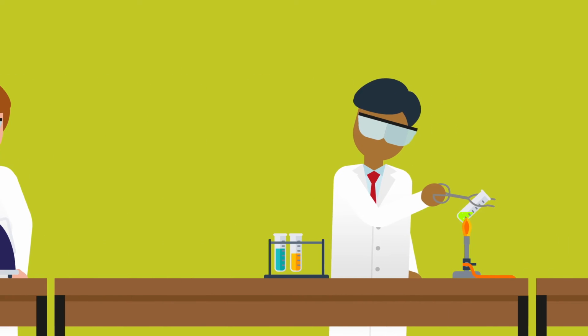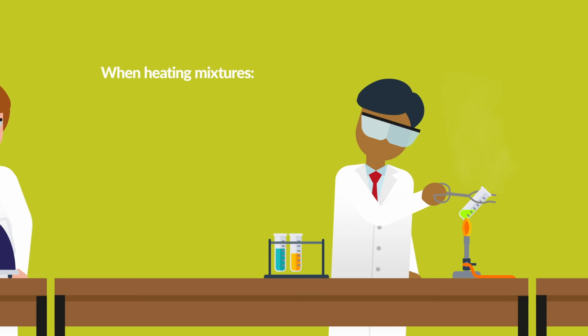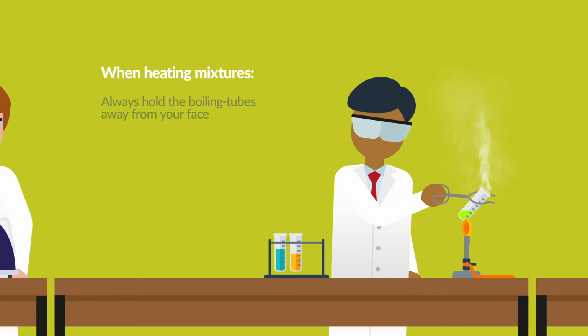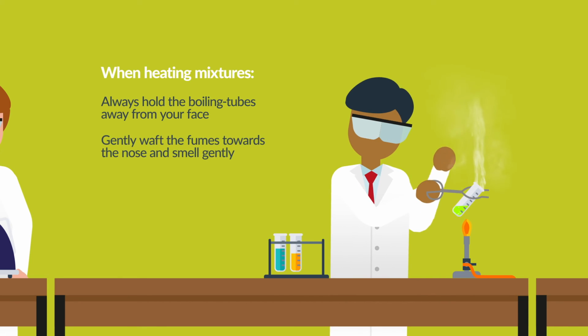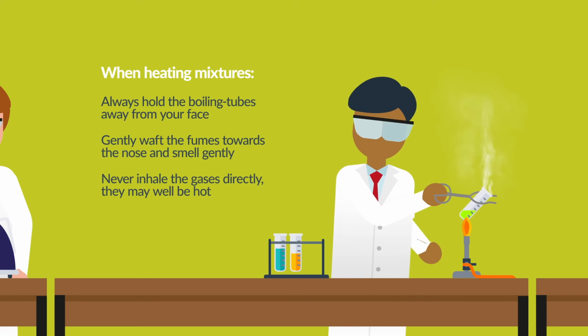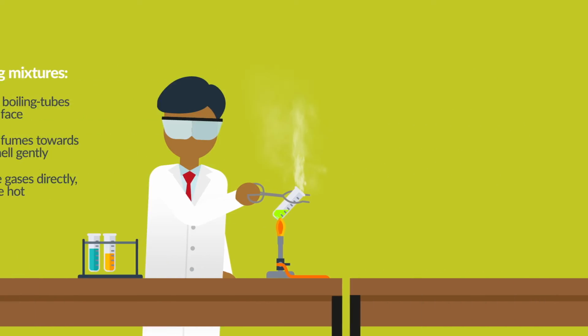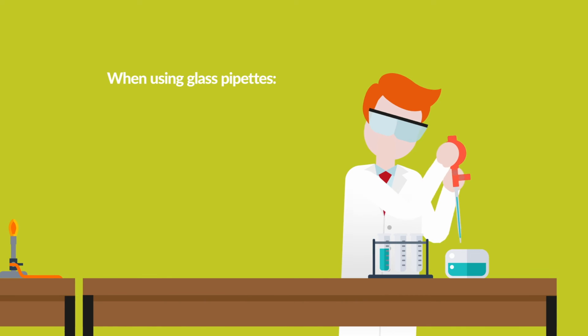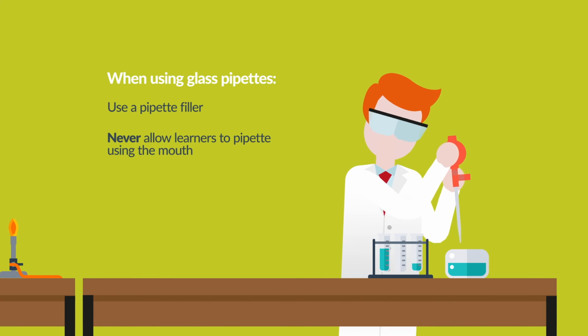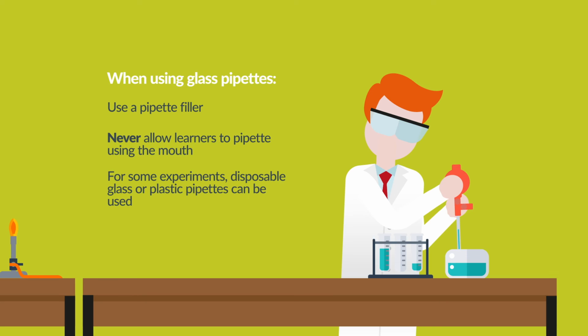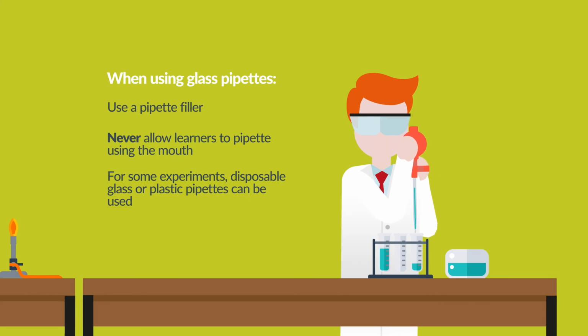If you intend to heat solids or liquids that are mixtures, gases might be released. Always hold the boiling tubes away from your face, and if you're testing for substances with a distinct smell, such as food flavourings, gently waft the fumes towards the nose and smell gently and never inhale the gases directly. They may well be hot. When using glass pipettes, remember to use a pipette filler and never allow learners to pipette using the mouth. For some experiments, disposable glass or plastic pipettes can be used.